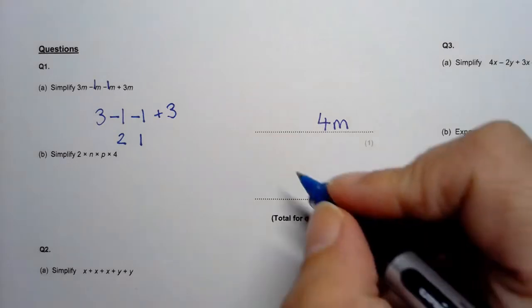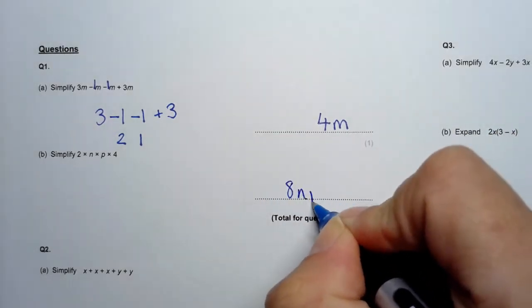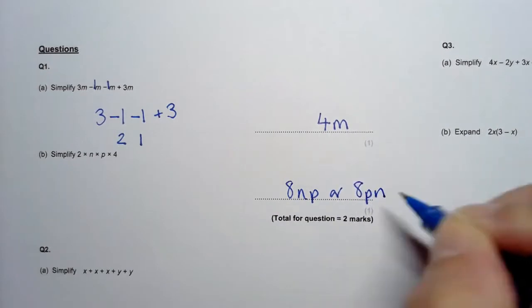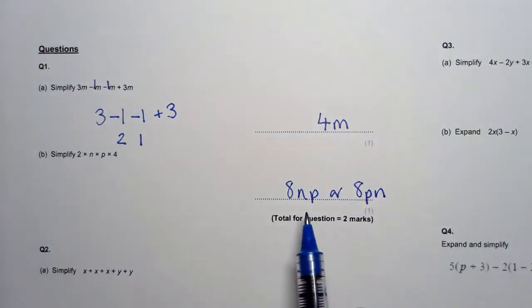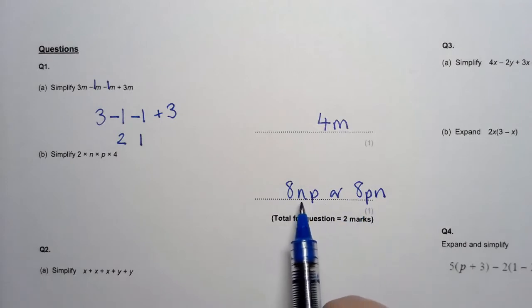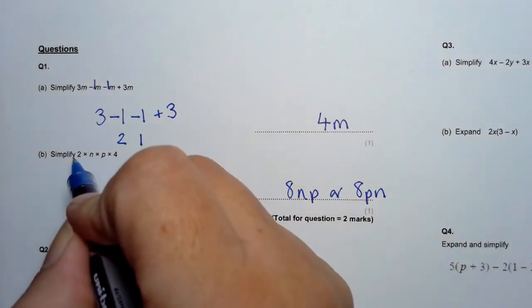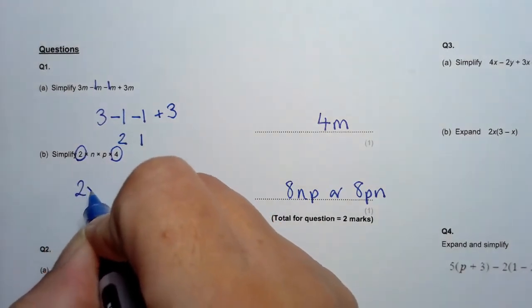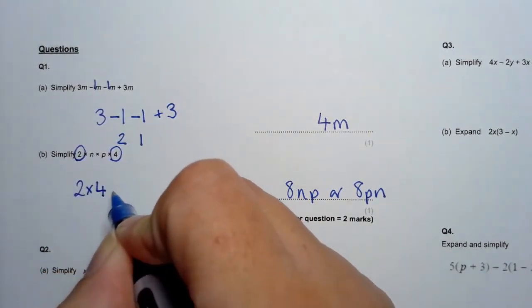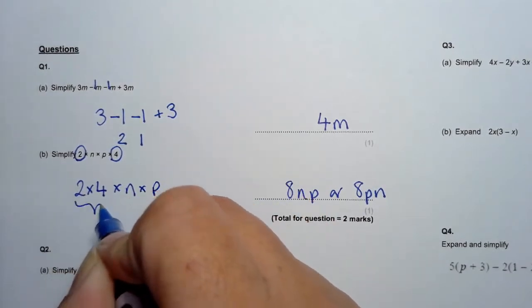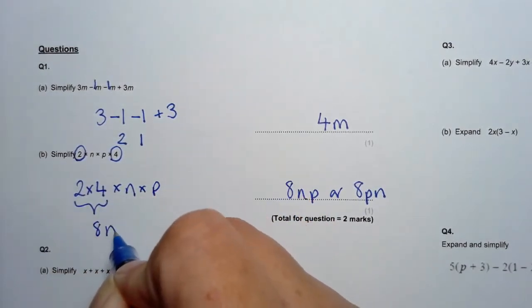The next question, the correct answer is 8np, or they will accept 8pn. Generally, we write our letters in alphabetical order, so this would be LMNOP. The way we get to this answer is we deal with the numbers first and then the letters. So the calculation for this was 2 times 4 and then n times p, which gives you 8 here and then np.